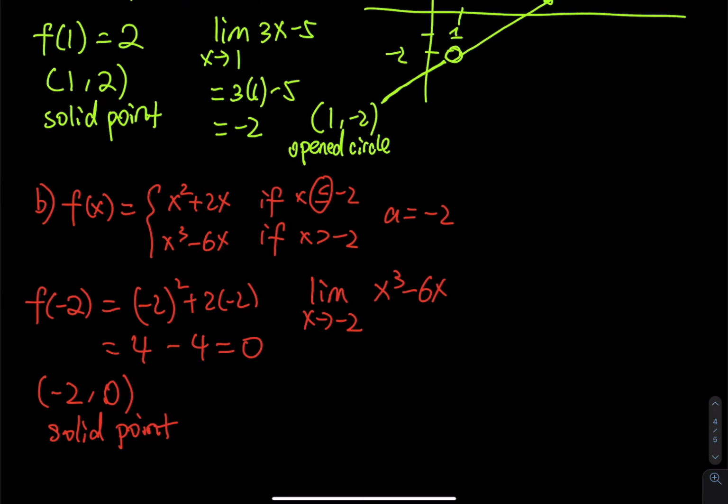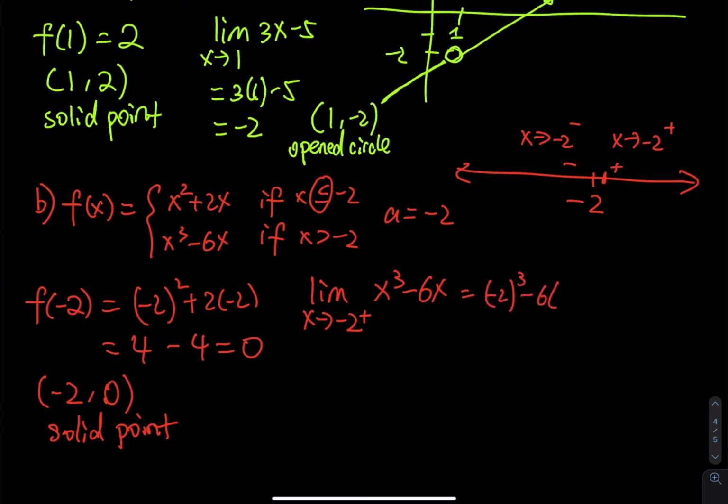Because why? Because as x approaches negative 2 on the number line, this is a right side, right? This is a left side. So this is x approaches negative 2 from the right. This is x approaches negative 2 from the left. As x approaches negative 2 from the right, we are looking at a number that is greater than negative 2. So that means we are looking at the third power. So that is negative 2 raised to the third minus 6 times negative 2.